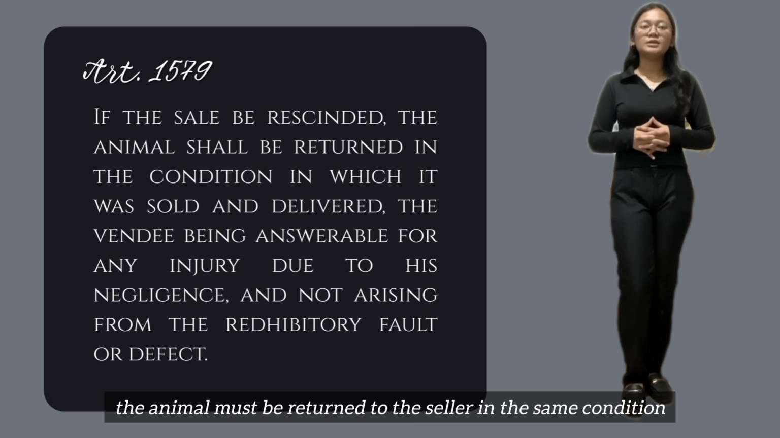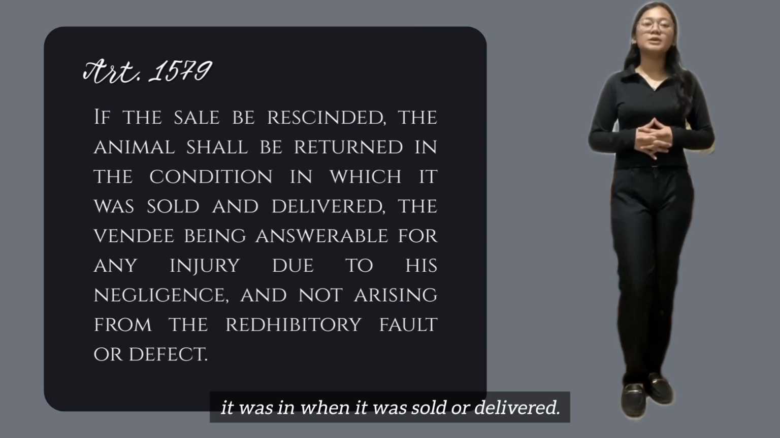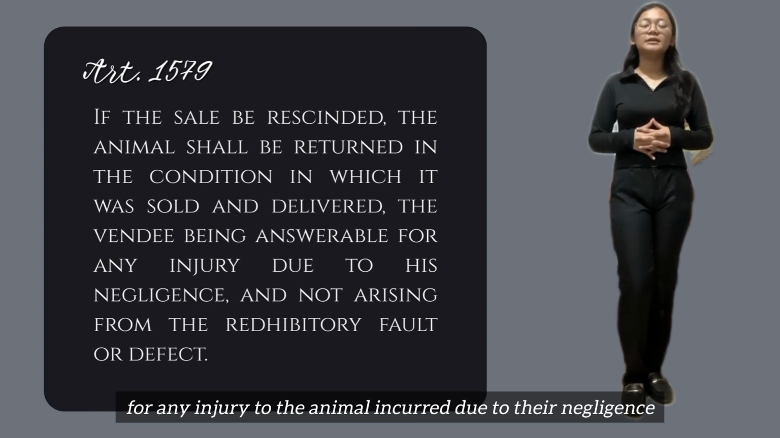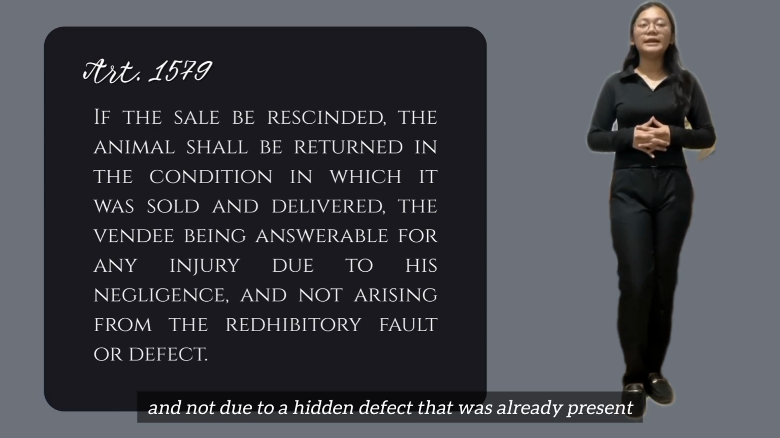Article 1579 states that if a sale of an animal is rescinded or cancelled, then the animal must be returned to the seller in the same condition it was in when it was sold or delivered. However, there is a crucial point. The buyer is responsible for any injury that the animal incurred due to their negligence and not due to the hidden defect that was already present at the time of the sale.